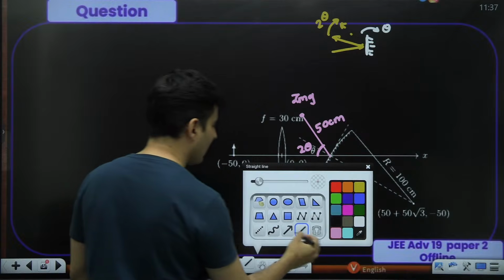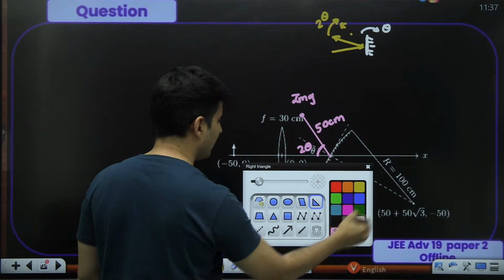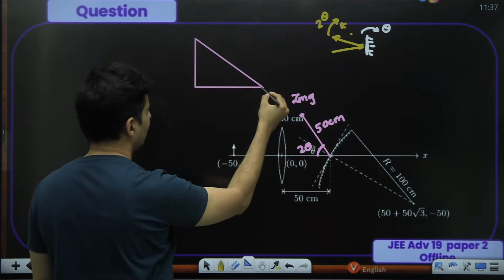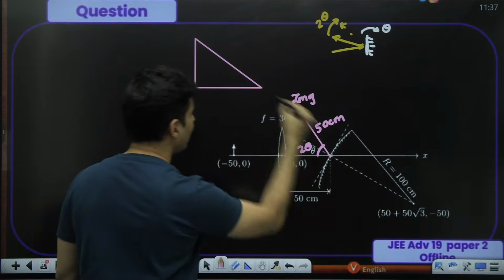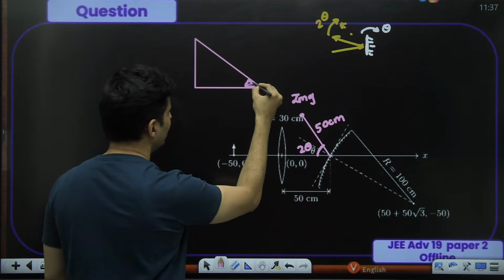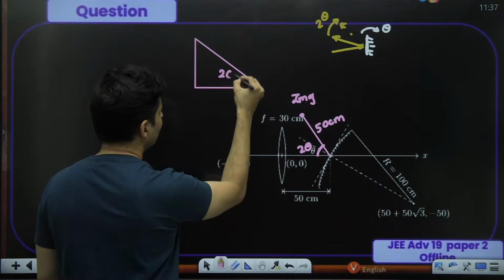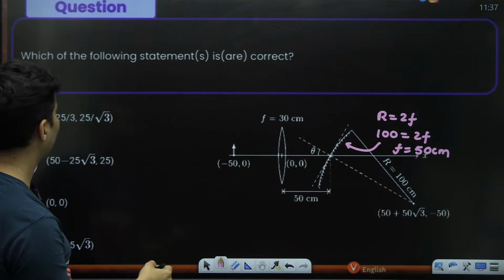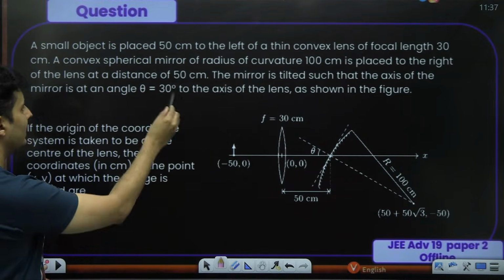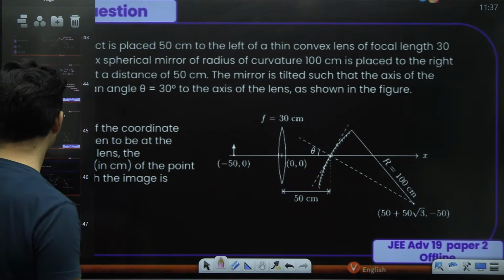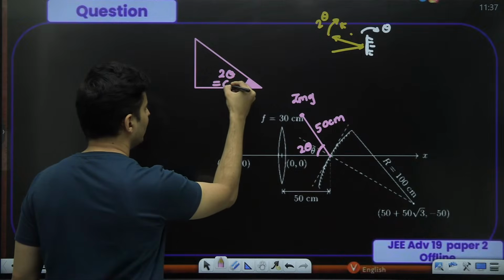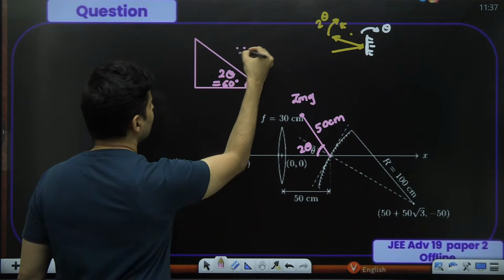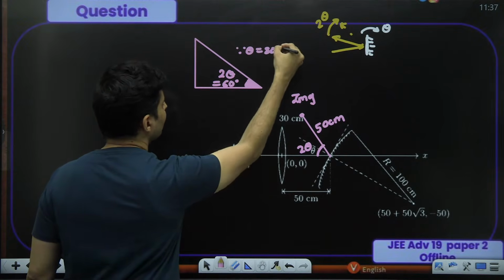So now I think I have made a nice right angled triangle, where this angle is basically 2 theta, but theta itself is given to me. How much is it? Somewhere it is given. Theta is 30, so 2 theta will be nothing but 60 degree, since theta itself was 30 degree.